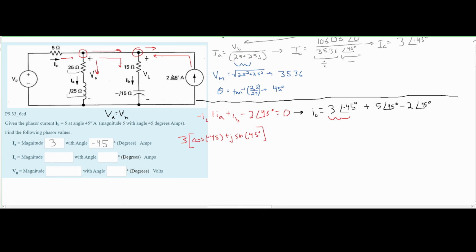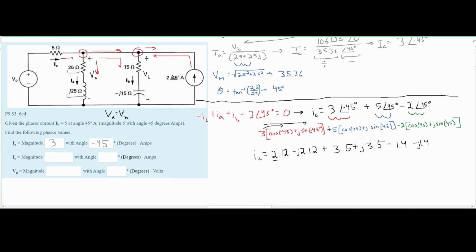We're then going to repeat this process for this part and this part, obviously using different values. From here, we can add these together and factor in our VM out front. If we add our 2.12, 3.5, and subtract our 1.4, you're going to get that our IC is equal to 4.22.